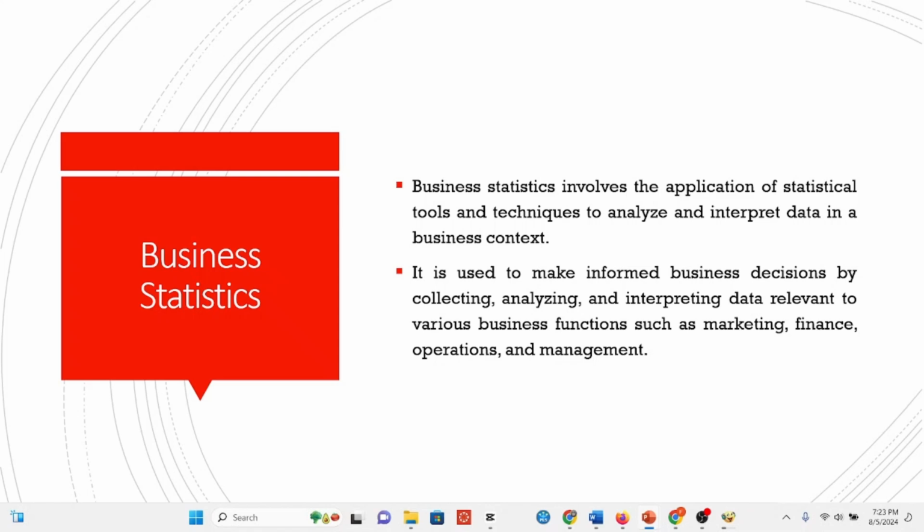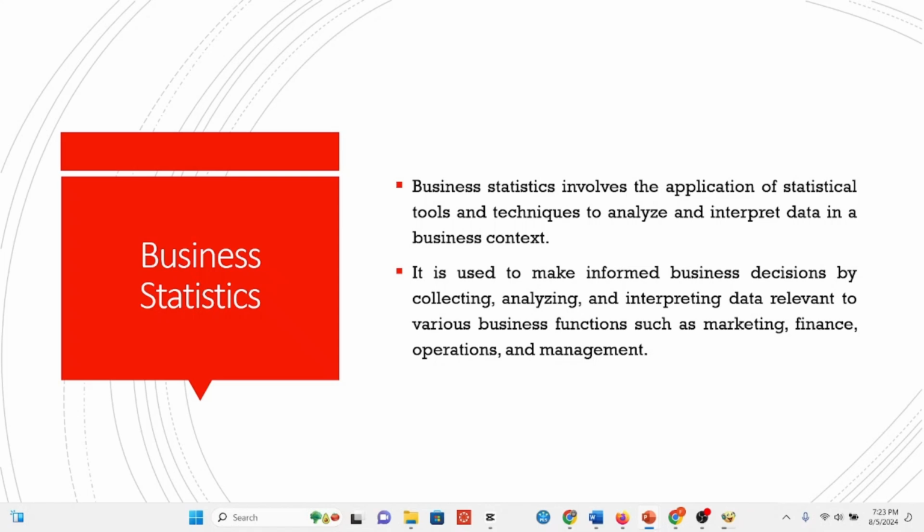Through statistical analysis, businesses can forecast demand, optimize pricing strategies, assess the effectiveness of marketing campaigns, and identify areas for cost reduction. For example, a company might use regression analysis to determine the factors influencing sales and use these insights to develop targeted marketing strategies. In addition, business statistics help organizations measure performance, identify trends over time, and anticipate future developments, enabling them to stay competitive in a dynamic market environment.